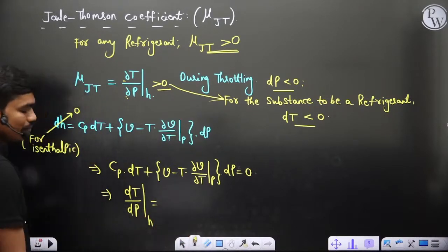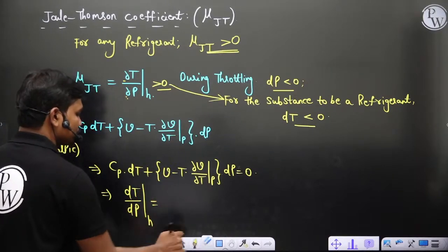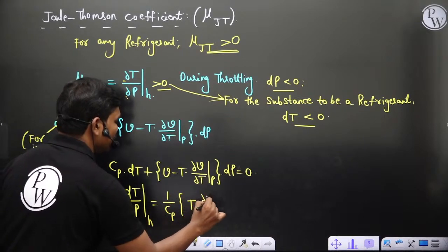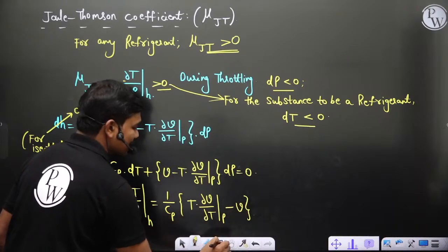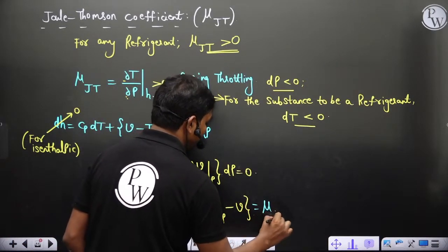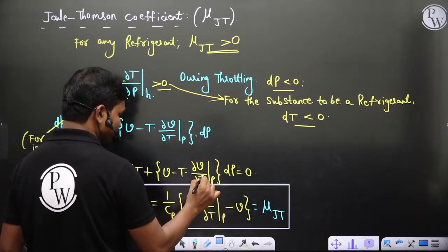Now you can understand, if you want dT by dP at constant enthalpy, this gives you 1 by Cp times (T dou V by dou T at constant pressure minus specific volume). So this is the expression, and this is your Joule-Thomson coefficient, mu JT.